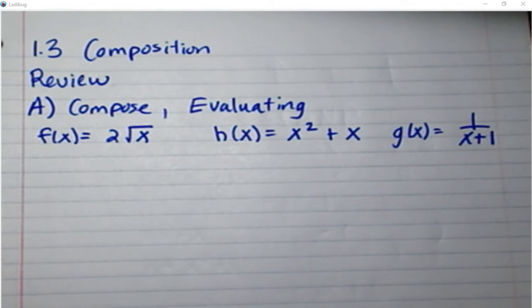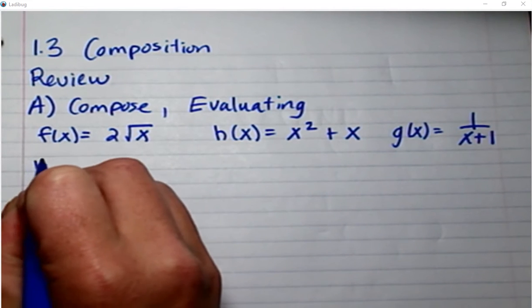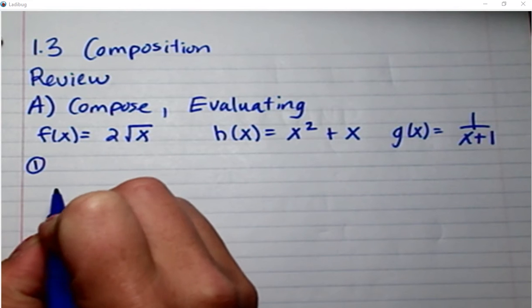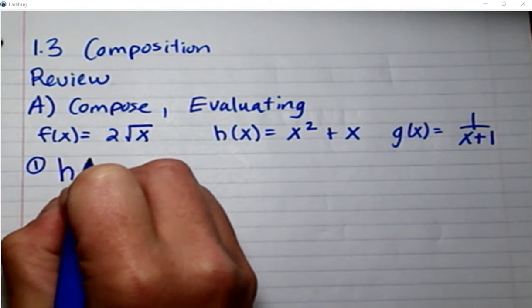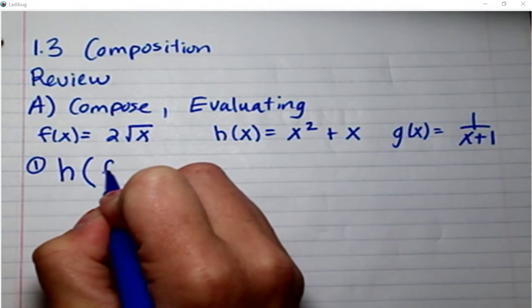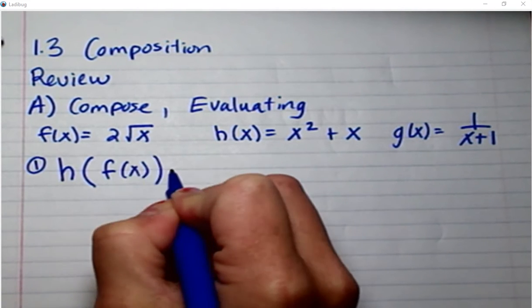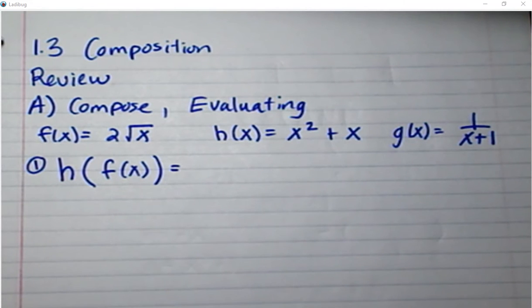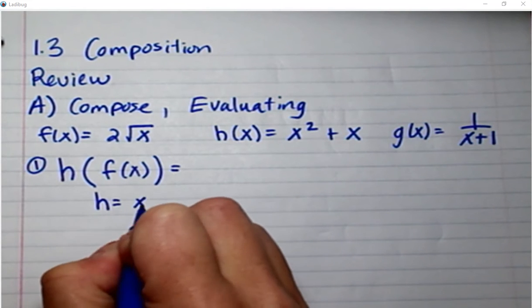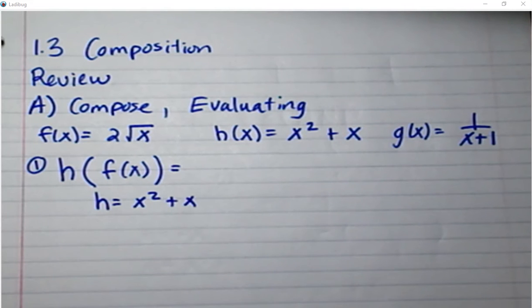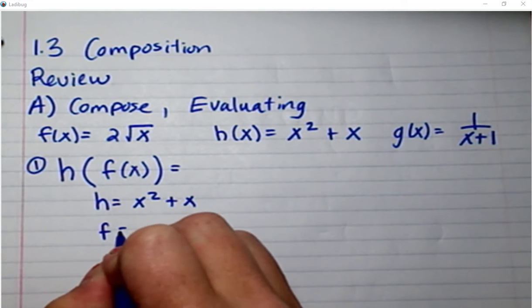Okay, here we go. We have F, H, and G. So let's look at an example. All right, I want to do H of F of X. That's what I want to find. So H composed with F. So I'm going to write down, right, this is sort of like the way that I'm going to help visualize the composition where I'm putting these two things together.